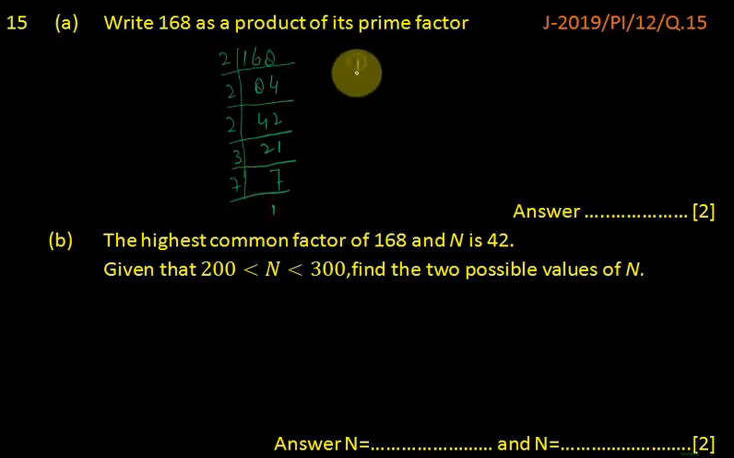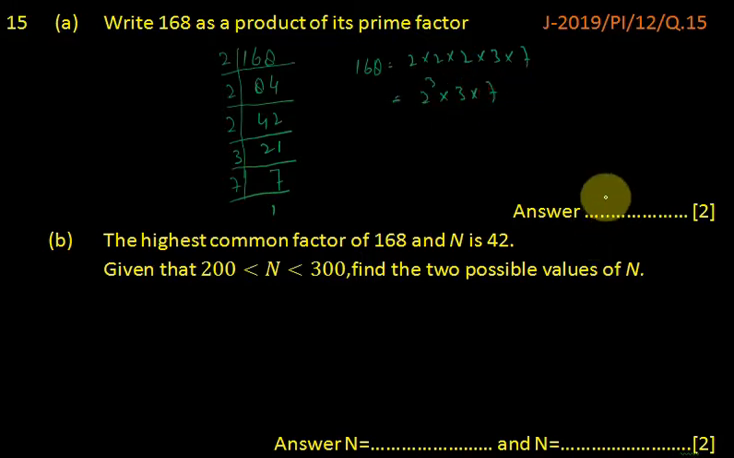So finally the factors of 168 are 2 multiplied by 2 multiplied by 2 multiplied by 3 multiplied by 7, or we can write 2 to the power 3 multiplied by 3 multiplied by 7. So the final answer is 2 to the power 3 multiplied by 3 multiplied by 7. These are the prime factors of 168.